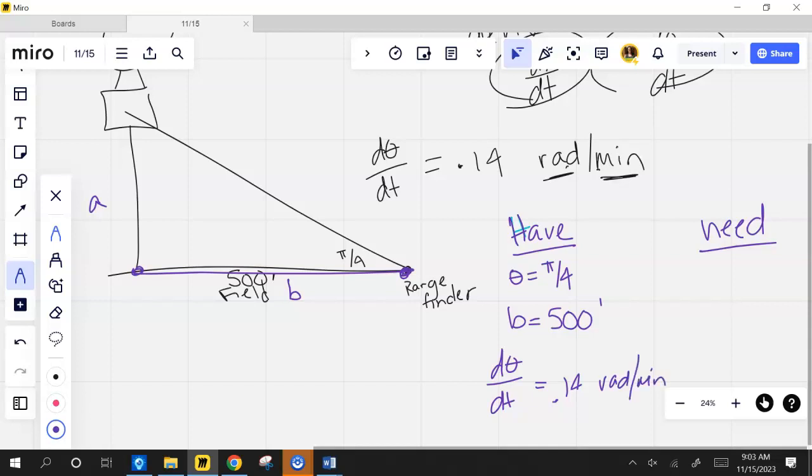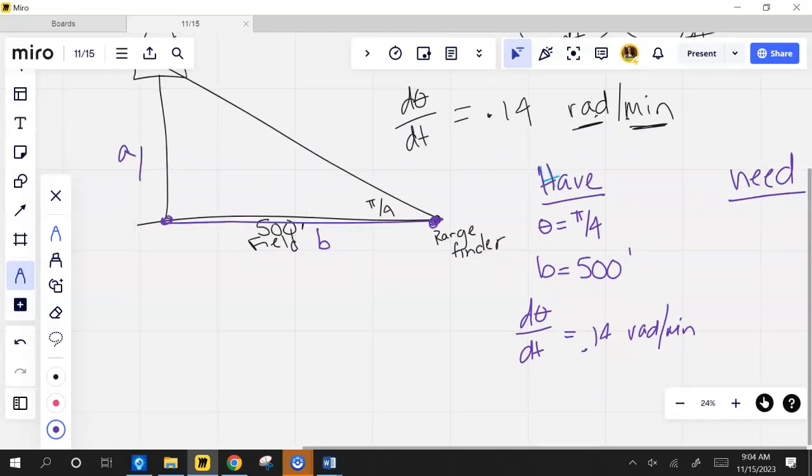What do I need? What are they asking me for? How fast is the balloon rising at that moment? Okay, so velocity of what though? The balloon rising, what? Look at the picture. What's representing the height? You said the speed or the velocity, so how do I find speed or velocity of a variable? The derivative, right? So how fast this is rising is going to be dA/dt.